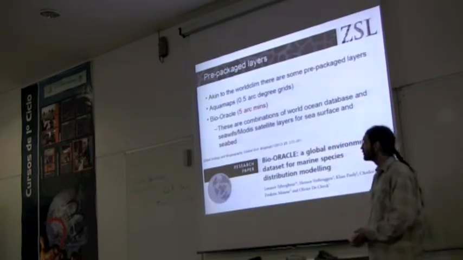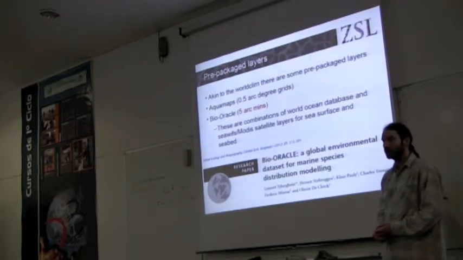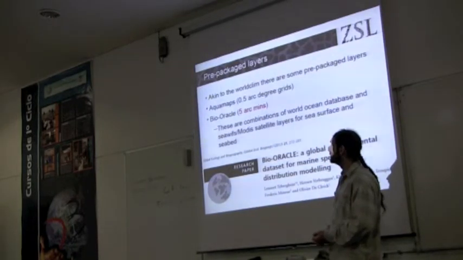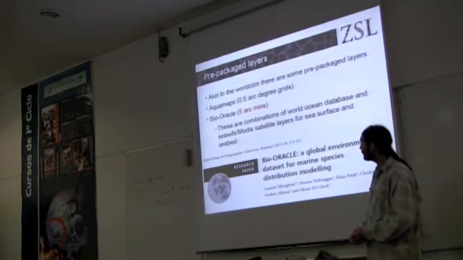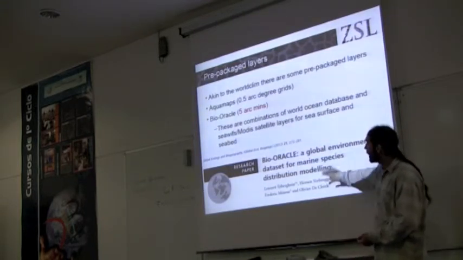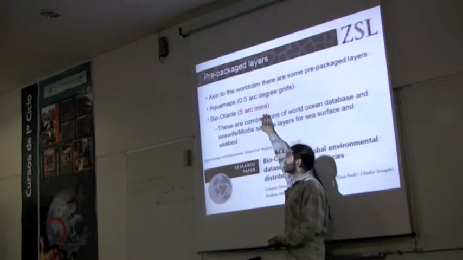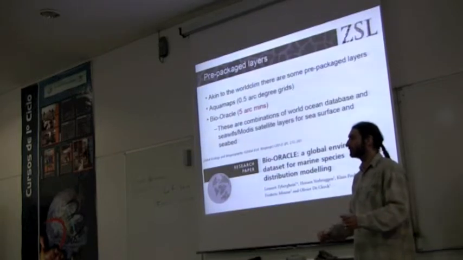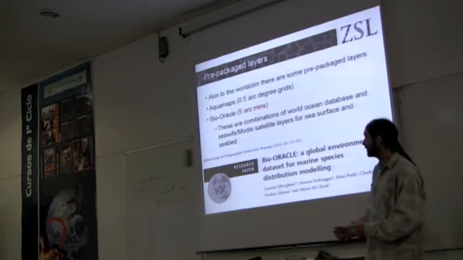And more recently, there's this project called Bio-ORACLE, which is basically a combination of the World Ocean Database direct measurements of temperature and the MODIS SeaWiFS satellite data that also gives you temperature and productivity. The thing that you notice about this is that the resolution for these global layers, 5 arc minutes, is 10 times the dimensions of the 30 arc second data that is available for terrestrial environments.